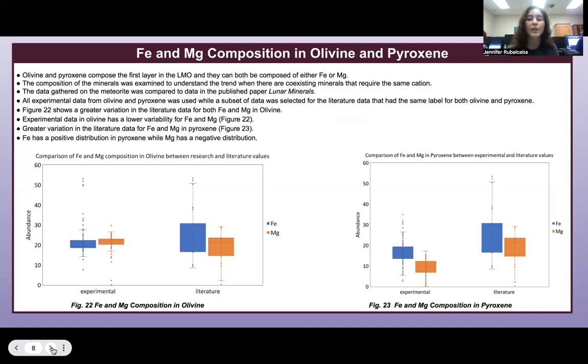Looking at figure 23, we can see a comparison of iron and magnesium in pyroxene between the experimental and the literature values. Just like figure 22, we can see that there's an overall positive distribution for iron, while there's a negative distribution for magnesium. In figure 23, we can see that there is a greater variation in the literature data for iron and magnesium. And there's a low variation of both the iron and magnesium values in the experimental data.